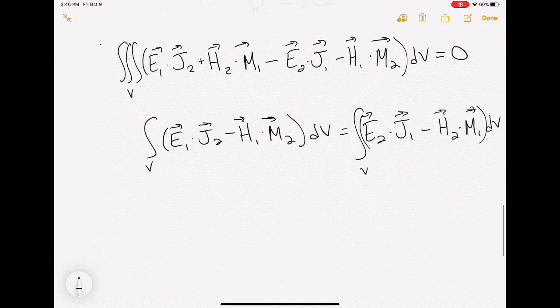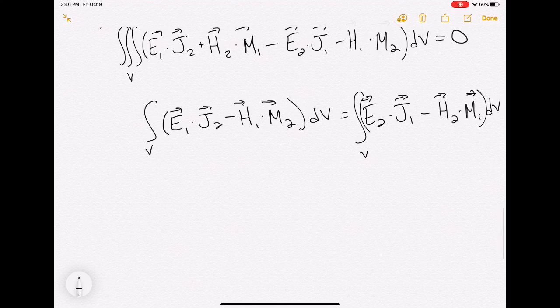What does this mean in practice? Let's do a really simple example, two antennas. We're going to make them be dipoles, and we're going to make them be PEC dipoles. Let's put a current source on each one. So we've got I1 here and I2 there.